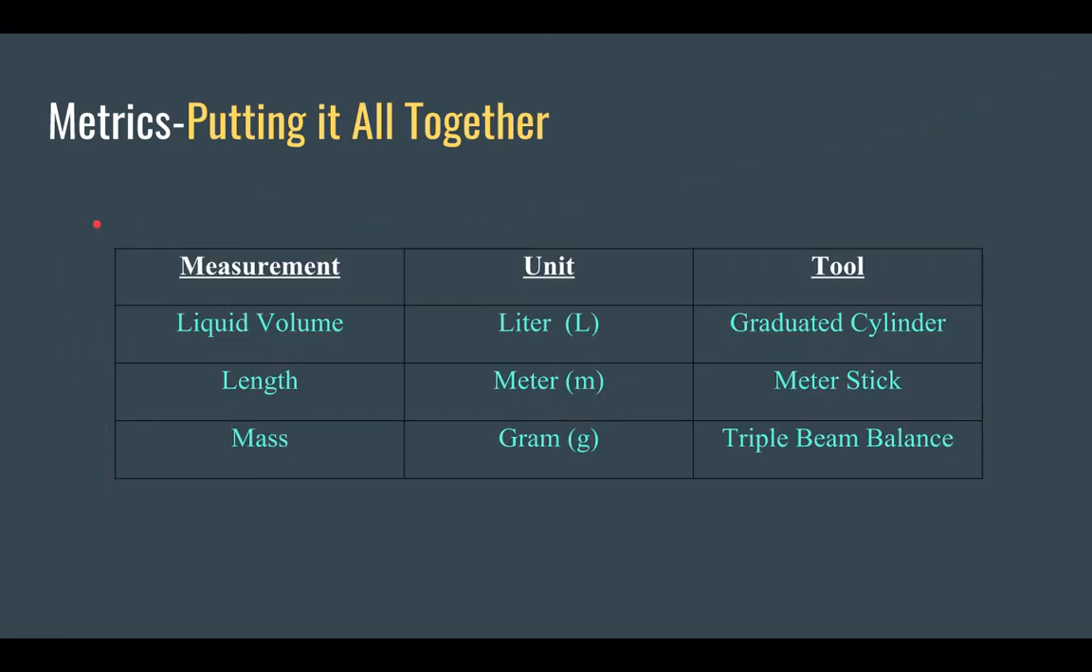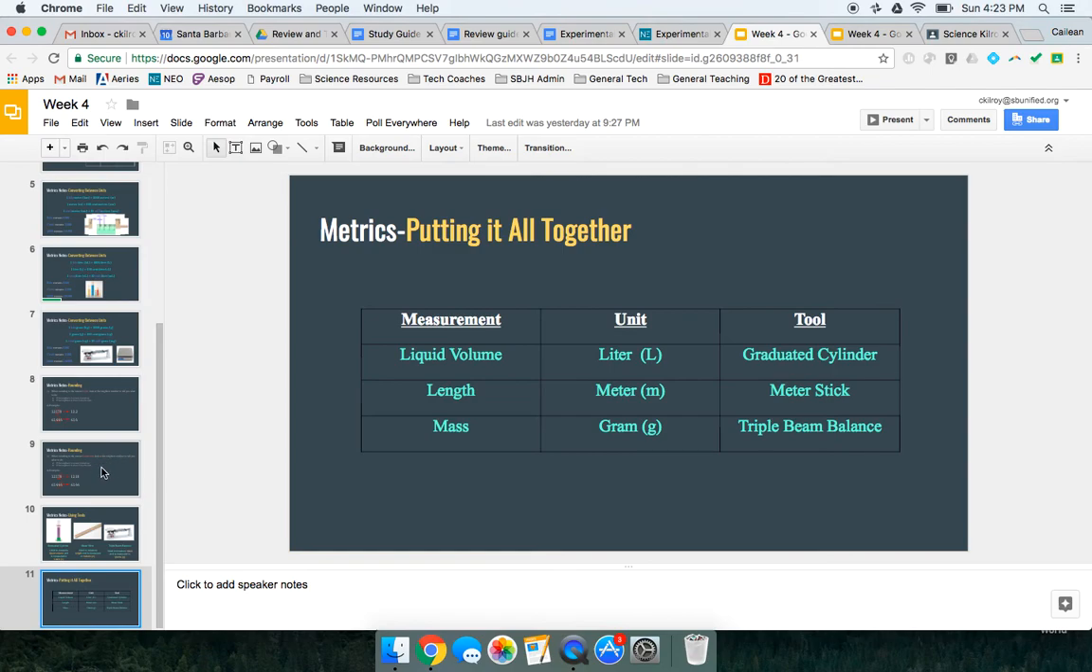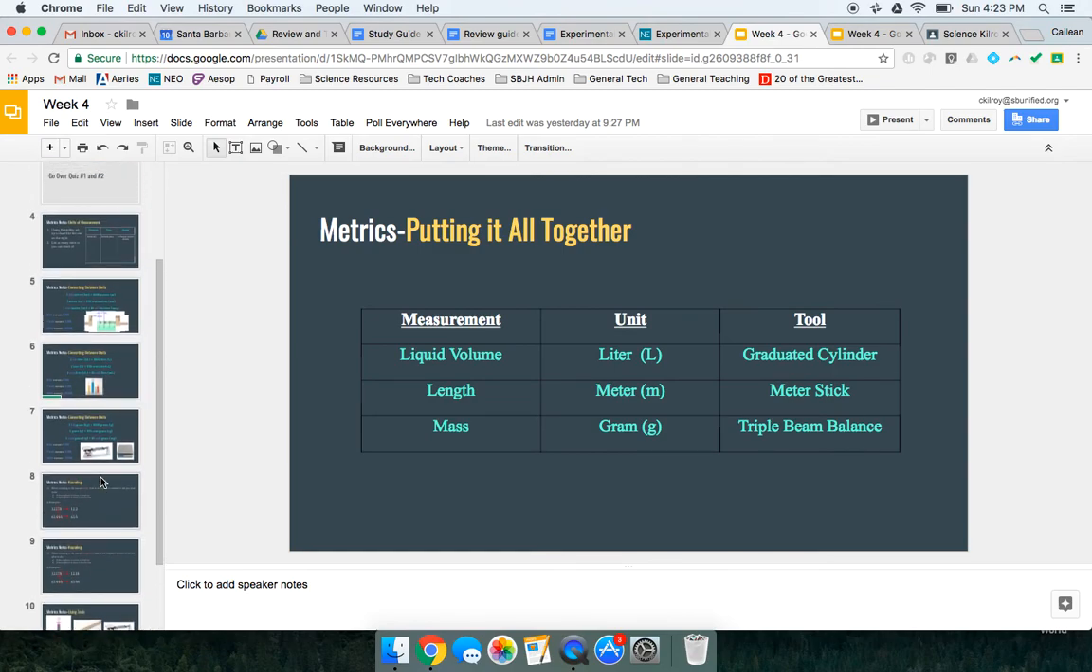Putting it all together, okay, let's copy down this chart. So if our measurement is liquid volume, the unit is liters, and we're going to use a graduated cylinder. For measuring how long something is, the unit is meters, and we use a meter stick. For measuring mass, it's going to be measured in grams, and we're going to use a triple beam balance. Copy this down. And that's all of our notes for metrics.